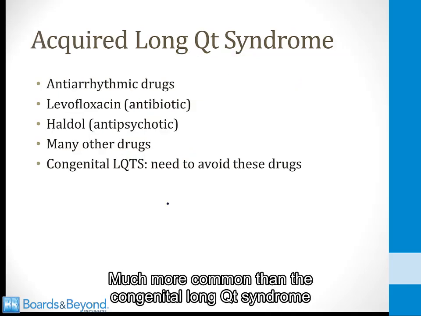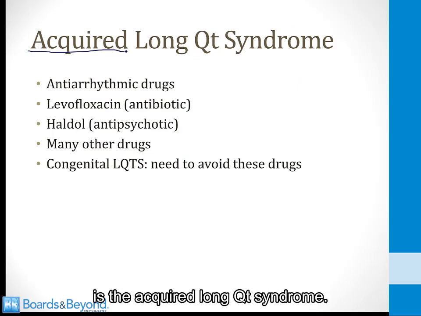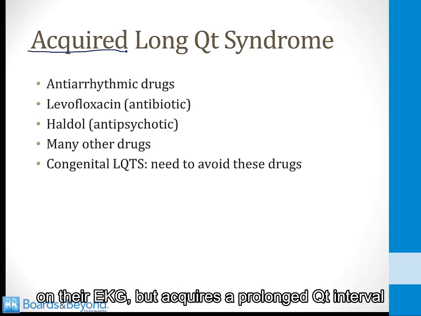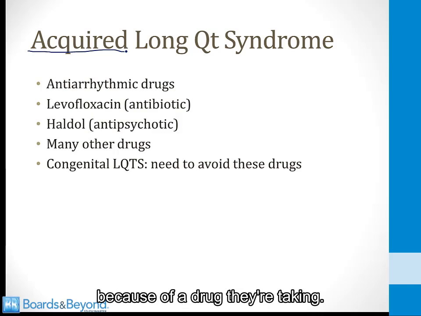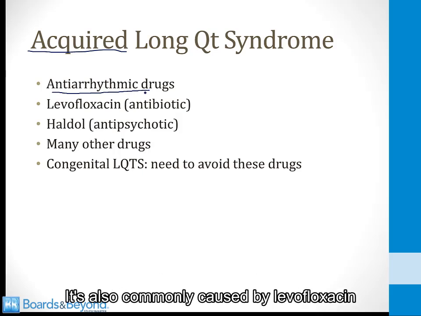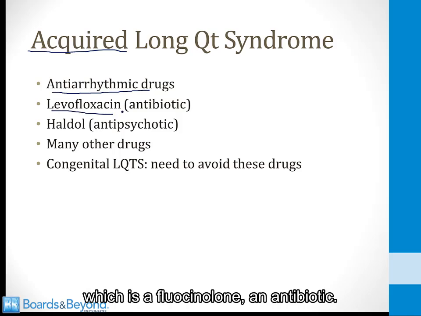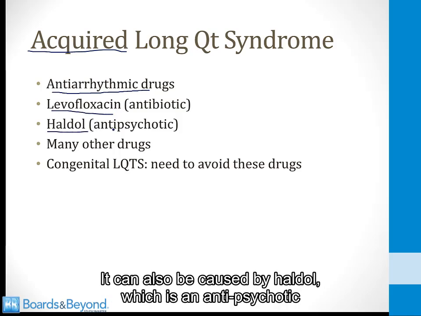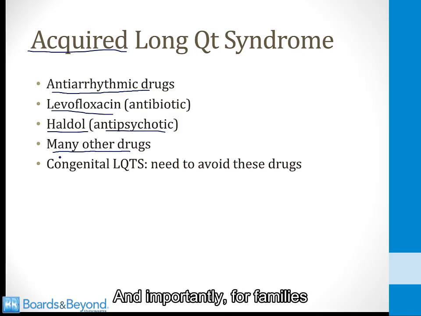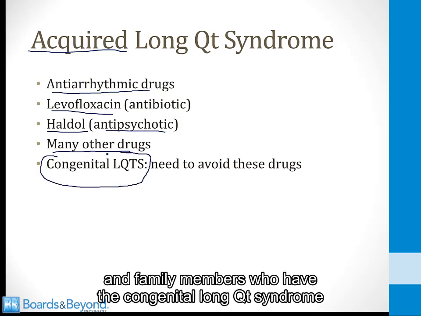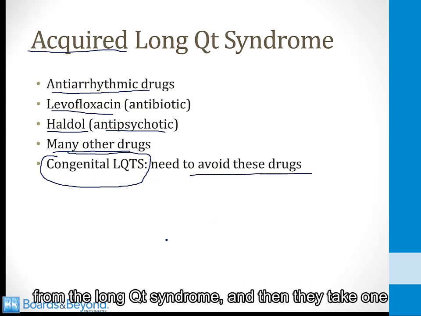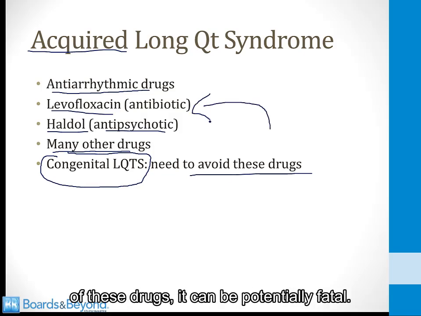Much more common than the congenital long QT syndrome is the acquired long QT syndrome. This is where a patient has a normal QT interval on their EKG but acquires a prolonged QT interval because of a drug they are taking. This is commonly caused by a number of antiarrhythmic drugs, which I discuss in another video. It's also commonly caused by levofloxacin, which is a fluoroquinolone antibiotic. It can also be caused by Haldol, which is an antipsychotic, and it can be caused by many, many other drugs. And importantly, for families and family members who have the congenital long QT syndrome, they need to avoid all these drugs. If their QT is prolonged at baseline from the long QT syndrome and then they take one of these drugs, it can be potentially fatal.